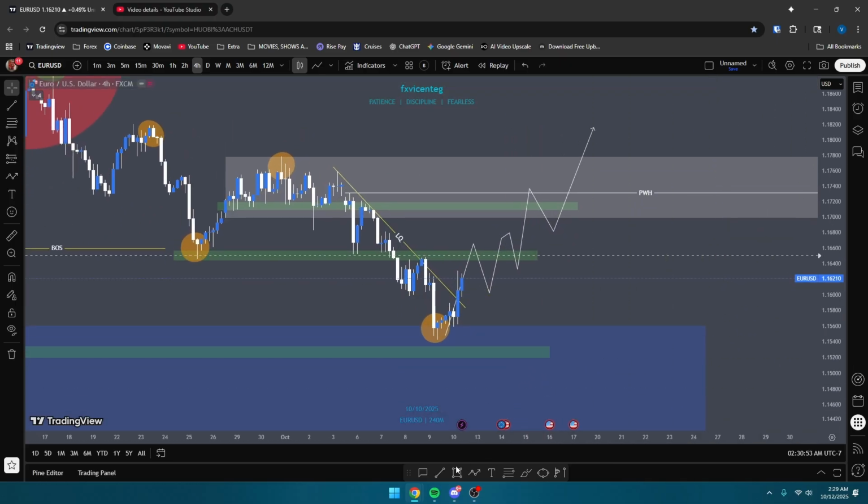So there's an internal supply right here. This is what I'm seeing. This would be a supply. So we already got a little bit of selling pressure here with this wick.